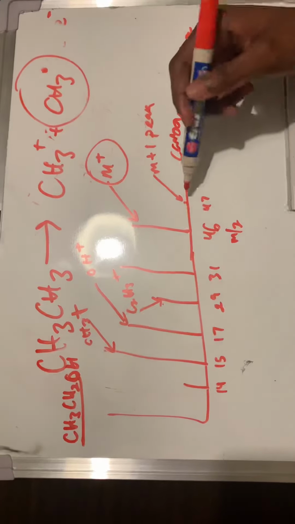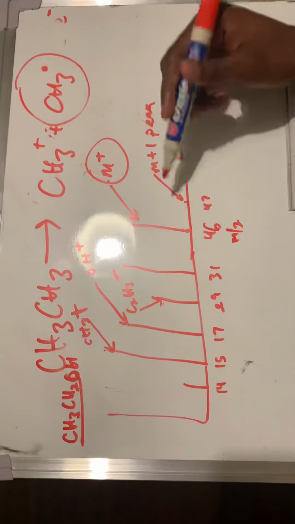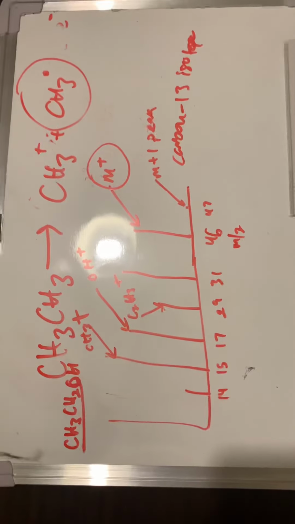The M plus 1 peak is shown here because of carbon-13 isotopes. And so it would only be slightly there. It will only be like a dot of the M plus 1 peak.